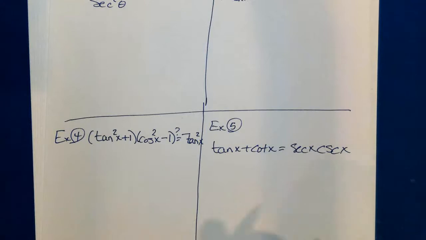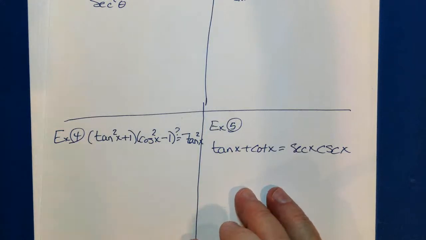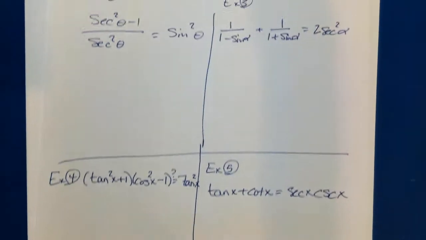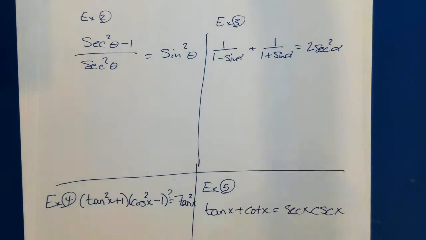Okay, so don't forget, work with one side at a time. Substitute with identities. Factor, add fractions, square, perform the operation, whatever. If that doesn't work, try converting all sines and cosines, and finally try something. Okay, so let's go ahead and work example 2.